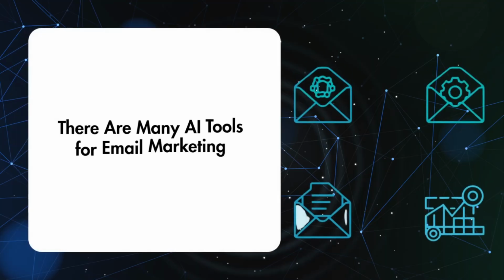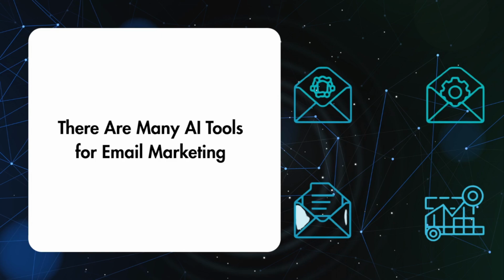There are many AI tools for email marketing, including MailerLite, ActiveCampaign, GetResponse, and HubSpot. These tools combine automation, personalization, and AI content generation in one platform. Some tools even integrate with your website or CRM, making it easy to trigger emails based on user behavior or purchases.